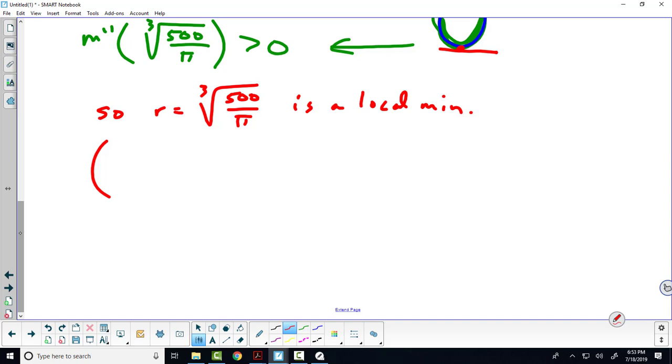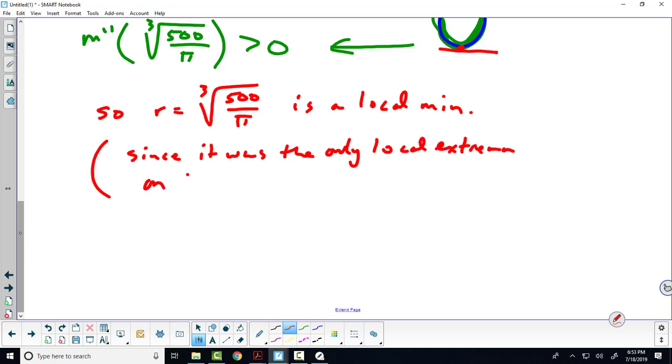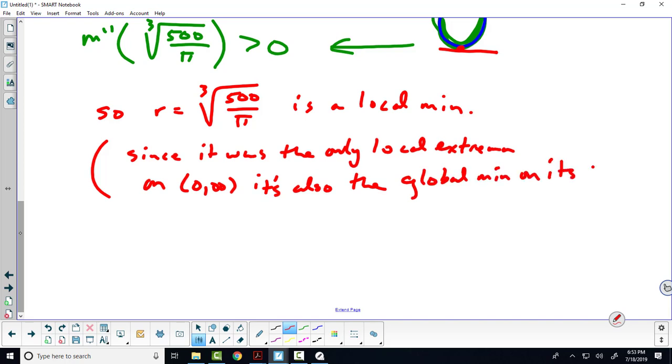The additional explanation is, since it was the only local extremum on 0 to infinity, it's also the global min on its domain. That's the extra step that tells us that we've actually found the global min. I don't require you to write out a statement like that. I feel like it's just a little bit too complicated. And if you've gotten to that point in the story problem, I'm satisfied.